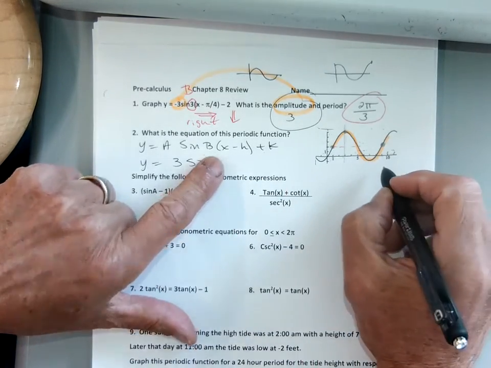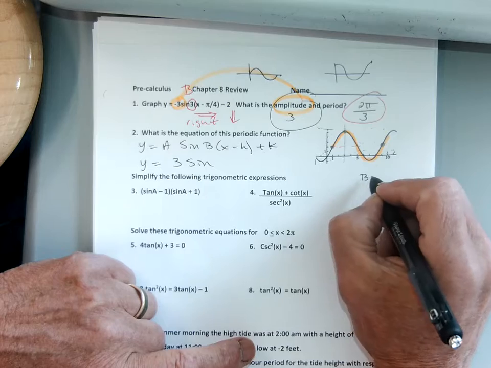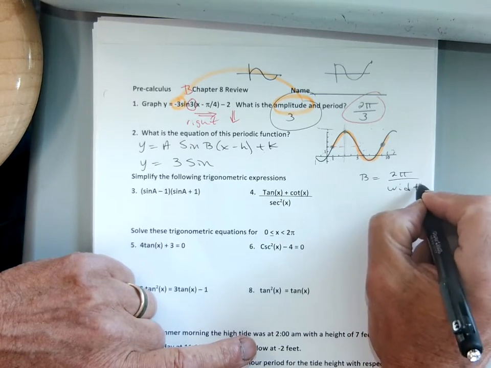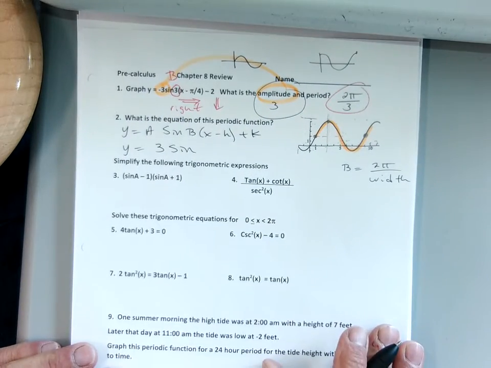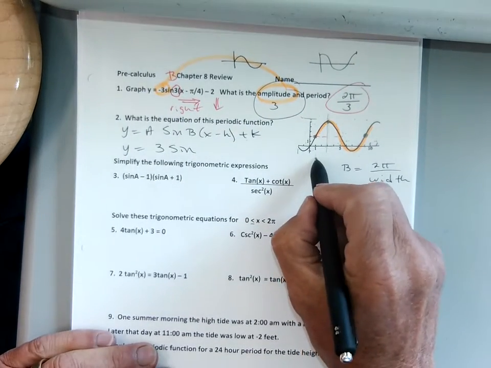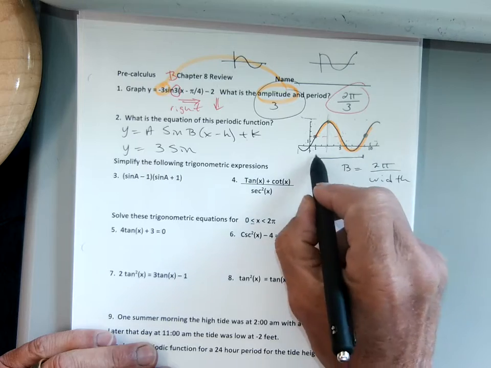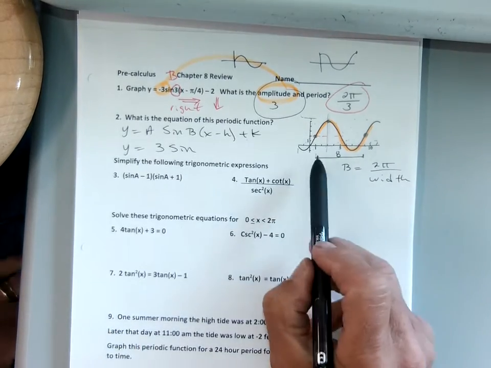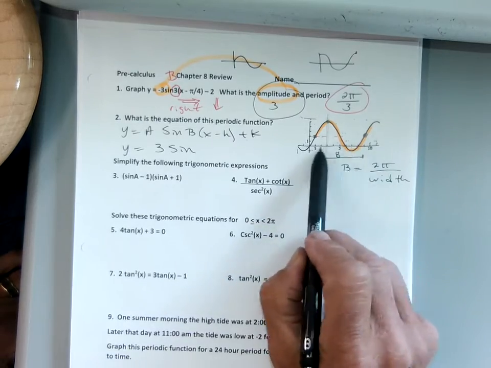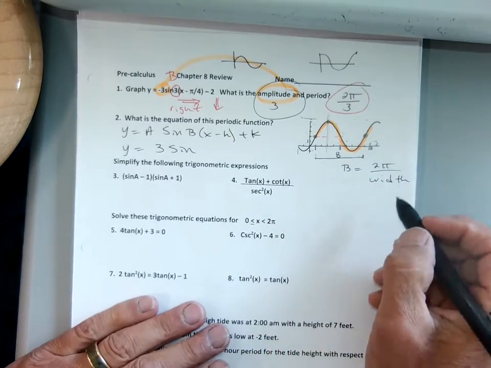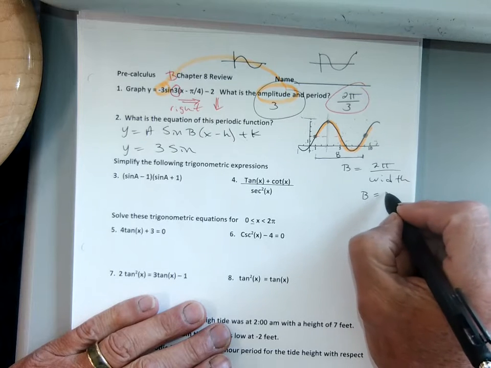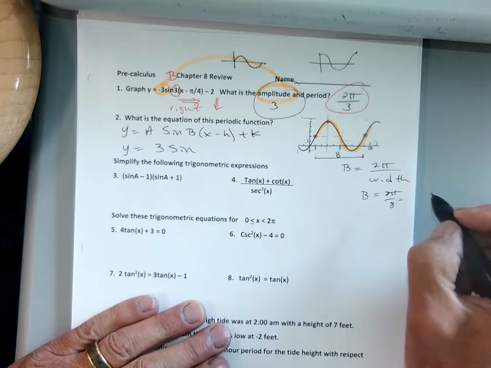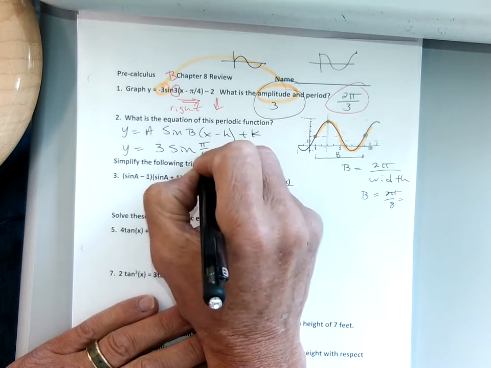B is the frequency, and the way you find B is it's always 2 pi divided by the curve width. And I think the curve width is from 1 to 9, so the curve width is 8, okay? So then my B, which is my frequency, is going to be 2 pi divided by 8, which is pi over 4. So I'll put pi over 4 here.